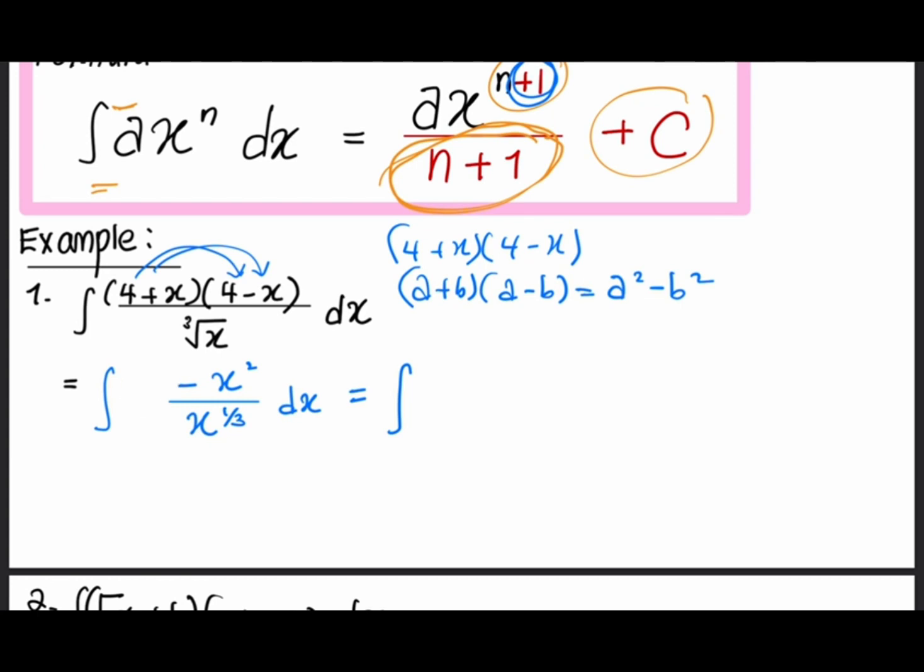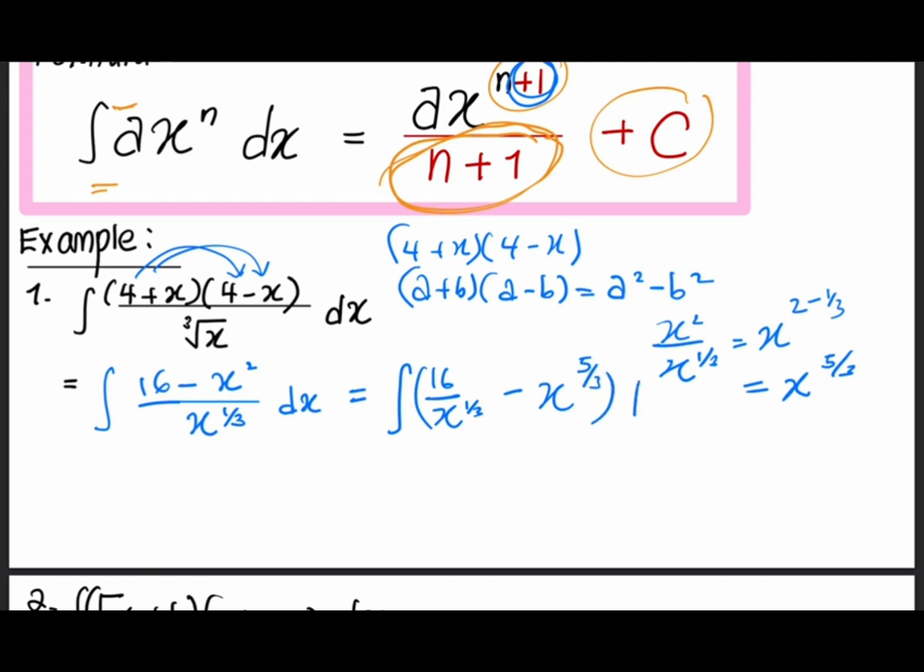I can change it to 16, right? Alright. So if I want to separate out term by term, it's actually 16 over x to the power of 1 over 3 minus x squared over x to the power of 1 over 3. x squared over x^(1/3) is actually x to the power of 2 minus 1 over 3, which is equivalent to x to the power of 5 over 3, right? So minus x to the power of 5 over 3, and the first term is equivalent to 16 x to the power of negative 1 over 3. I bring it out here, and minus x to the power of 5 over 3.